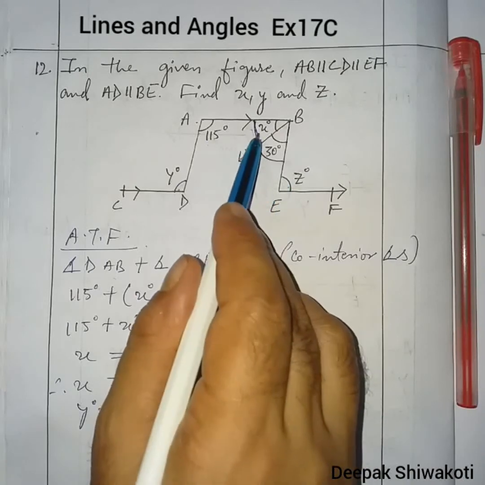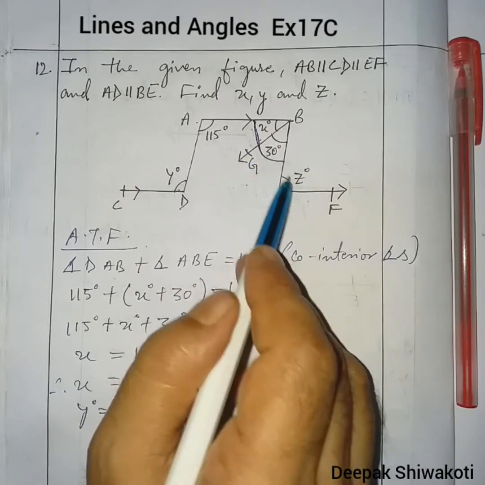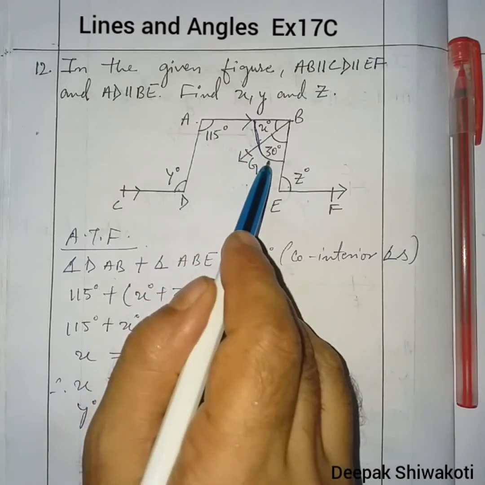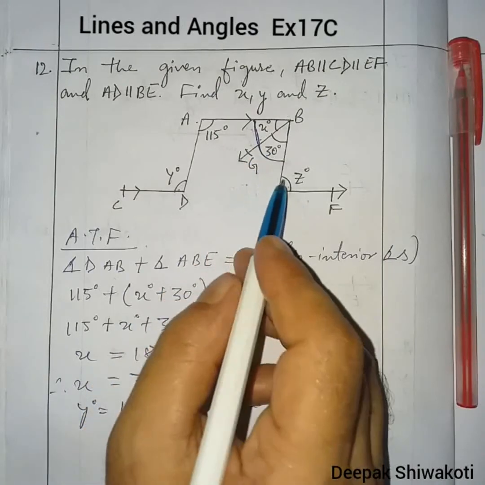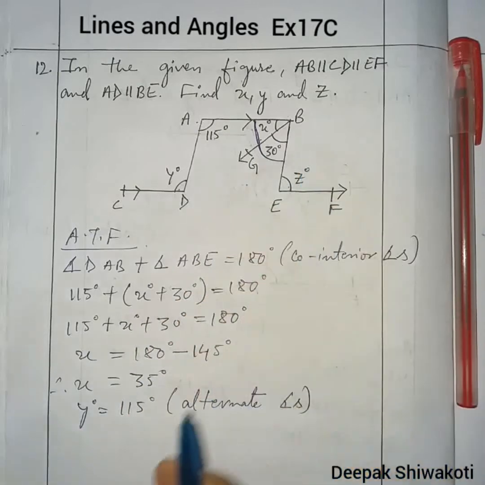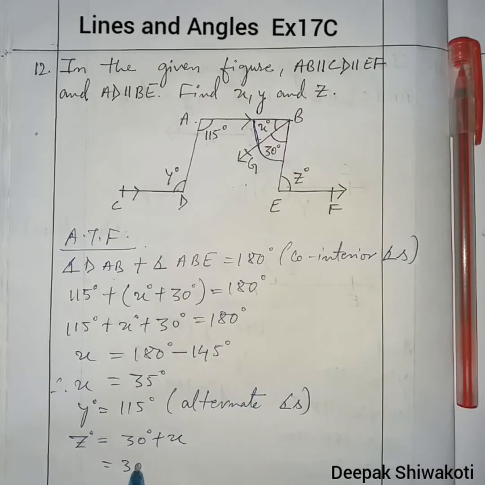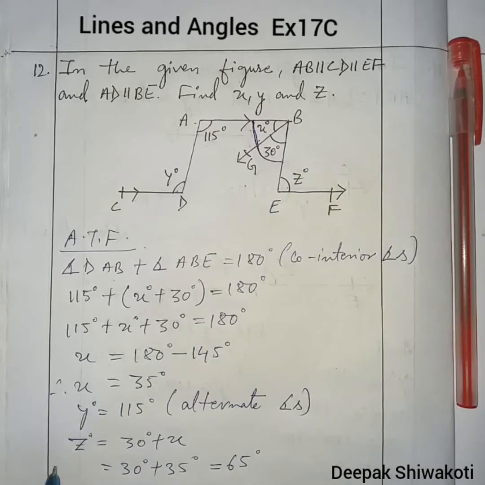The sum of x and 30 will be equal to Z, because these two angles are alternate angles. Don't see this one now, just see the sum of these two angles and this angle. These two are alternate to each other, so Z will be equal to the sum of these two angles. Z degree is equal to 30 plus x. So x we have found as 35. 30 plus 35 gives us how much? 65 degree. So therefore Z is equal to 65 degree.